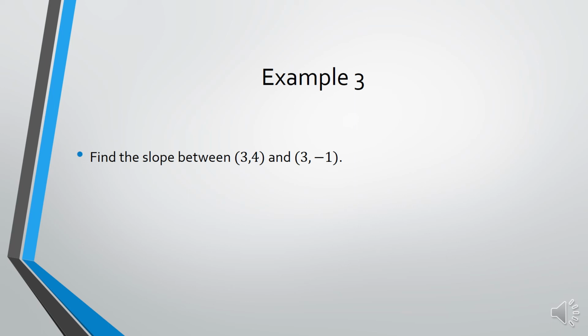Next, we'll find the slope between 3, 4, and 3, negative 1. So here's my x1, y1, x2, y2. So my slope, y2 minus y1 divided by x2 minus x1. Negative 1 minus 4 is negative 5, and 3 minus 3 is 0. So here we run into a problem. You can't divide by 0. That's not allowed. So when you're dividing by 0, we say the slope is undefined.